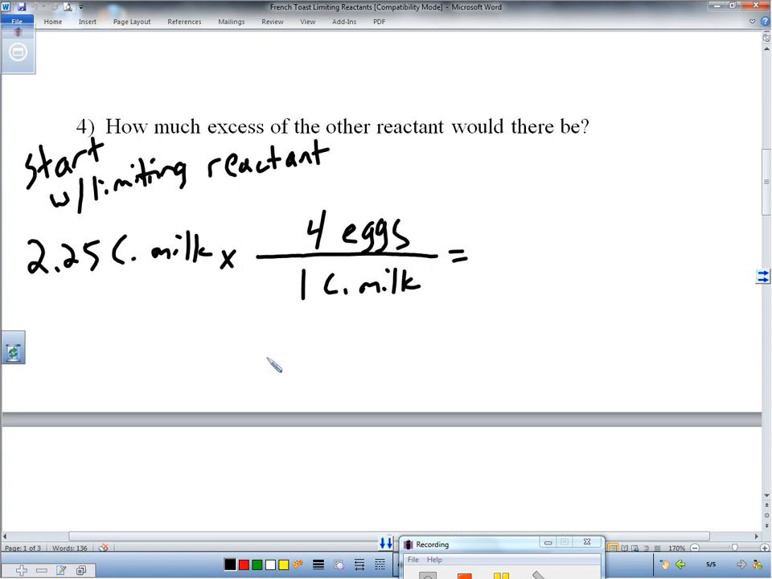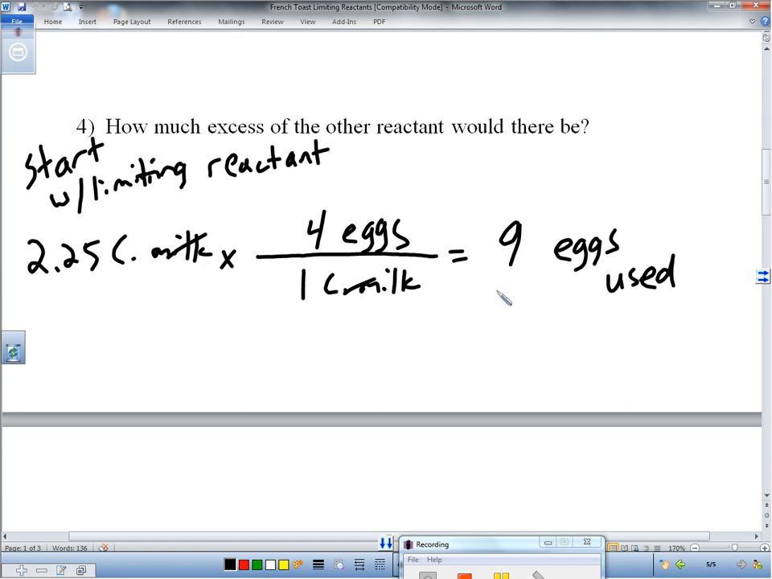And if I calculate that, how many eggs were used? What's 2 1/4 times 4? Anyone? Nine. We have 9 eggs used. The question is not how many eggs were used. The question is how much is left over. The 9 is 2.25 times 4. So by using all my milk, I would use up 9 eggs at the same time.